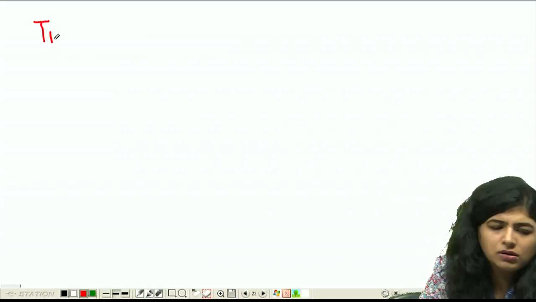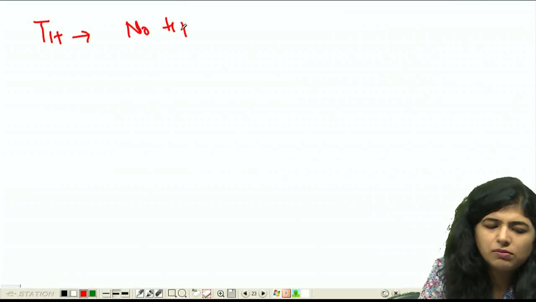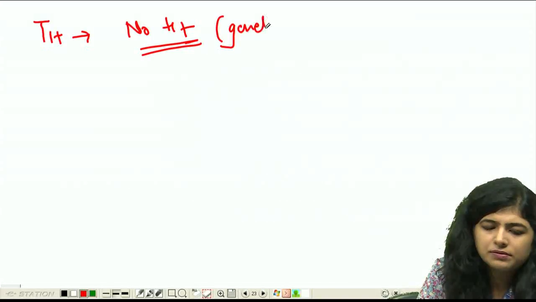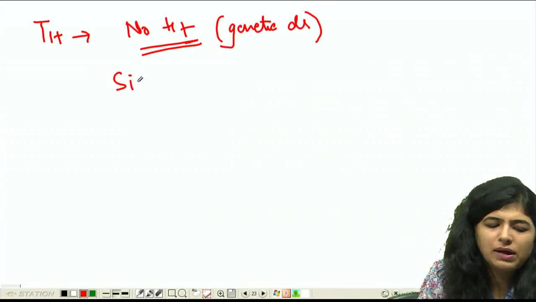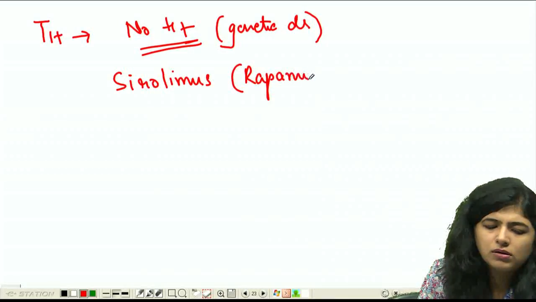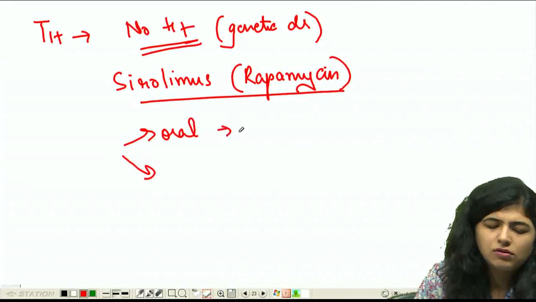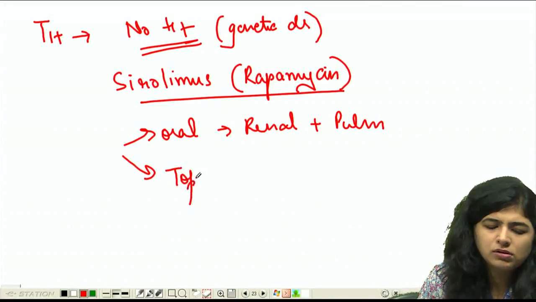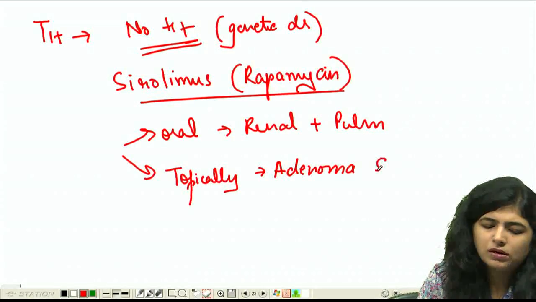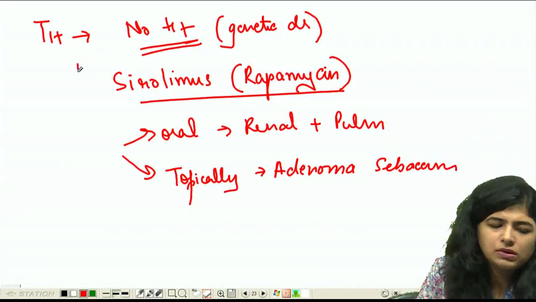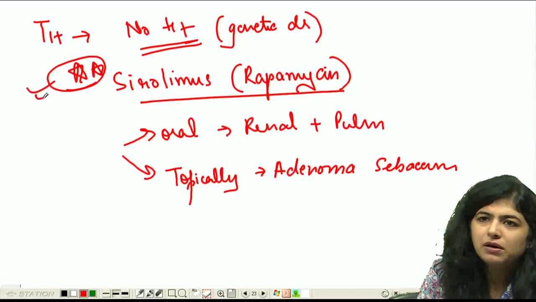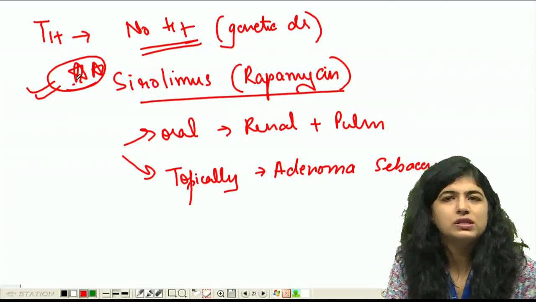Is there any treatment? No, there is no treatment because it's a genetic disease, but there is some evidence for sirolimus or rapamycin. This can be given orally for the renal and the pulmonary lesions, and this can be used topically for the adenoma sebaceum. This is important. Rapamycin. Clear to everyone? Tuberous sclerosis, you should not go wrong.